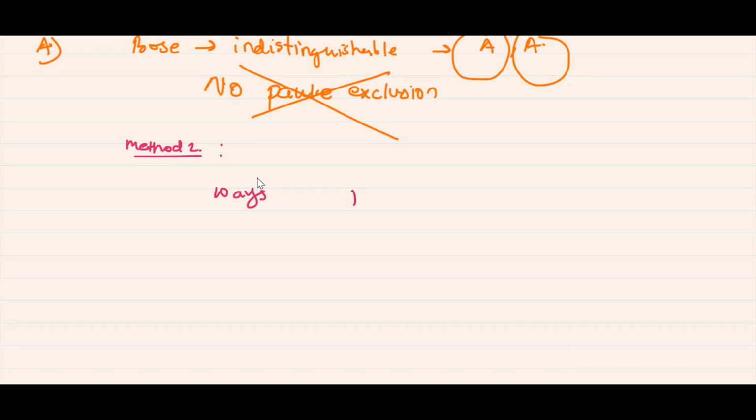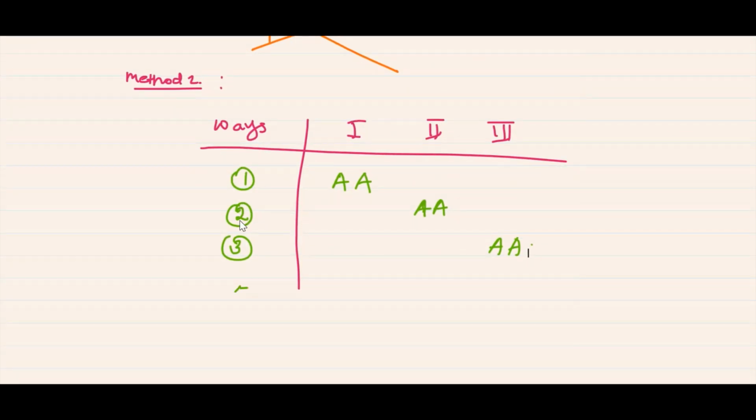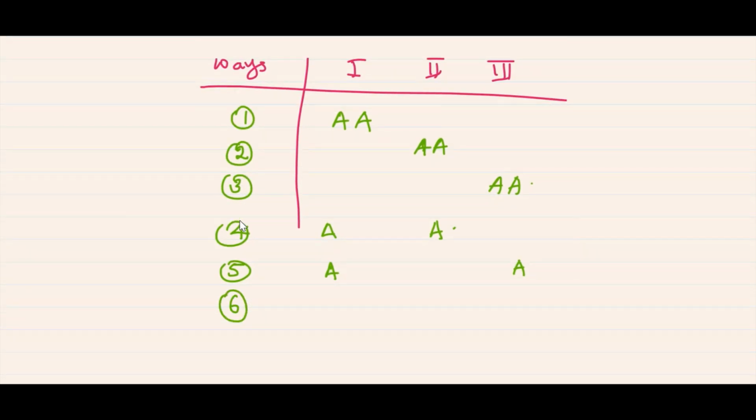So first we do it with method 2, which is the table method. So we write the table: ways, state 1, state 2, state 3. Okay, let's get ready. So the first way is A is here and the second A also here, and the second way is first A is here, second A also here, and the third way is A. This is the third way, and the fourth way is first A is in state 1 and the second A is in state 2, and the fifth way is A and here in the third state, and the sixth way is first A in the second state and then second A in the third state. So 6 ways, 1 2 3 4 5 6. Okay, 6 ways. This is the answer.